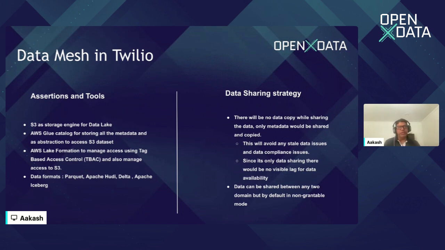The other strategy we took is, when you share the data between domains, make sure that's non-grantable. That means that if domain A is sharing data with domain B, domain B shouldn't be spreading that data again to anyone else. Domain B should be content with that. If someone needs the data, they need to go to the original source.